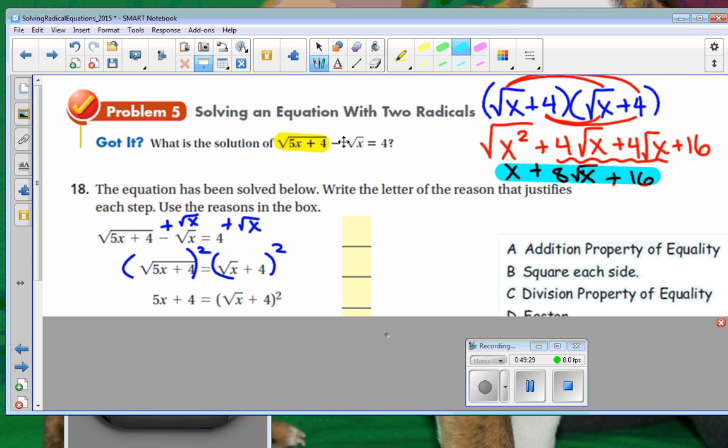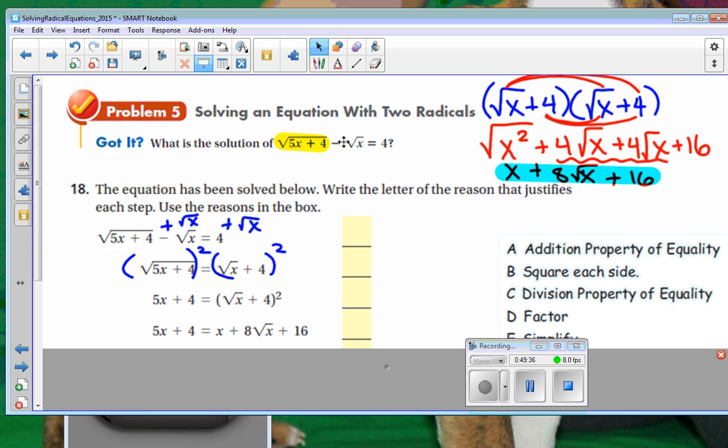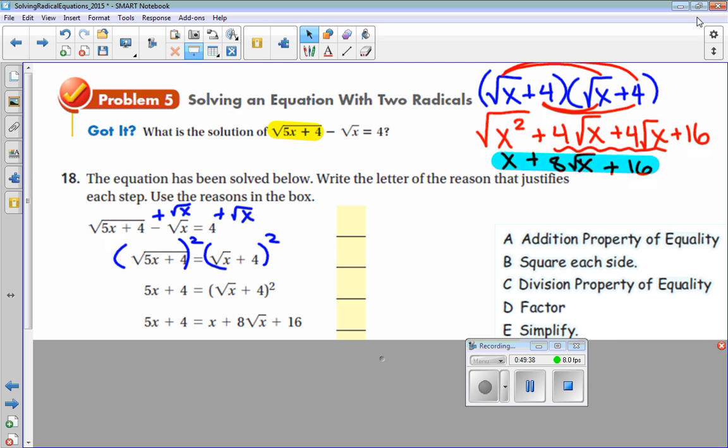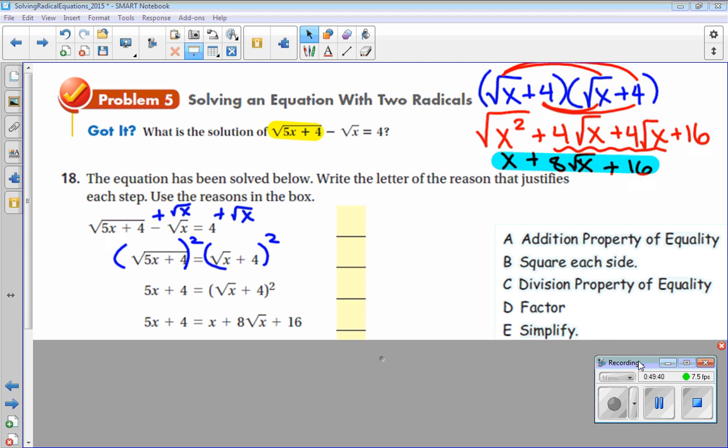No, because they're adding, not multiplying. So that's it? Not done. That's what they got too. We're lucky. Okay, so we're good so far. So that was the other side. Well, I still have a radical equation. I still have a square root in there. So what should I do?